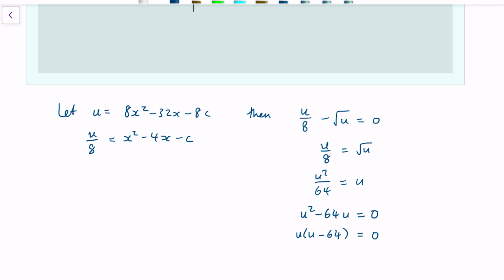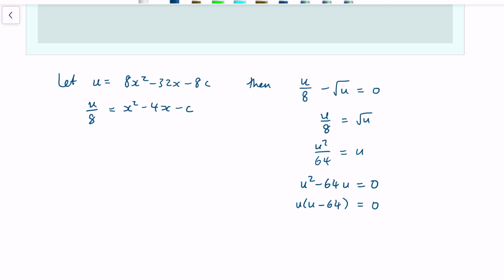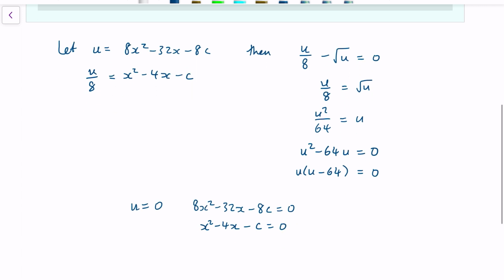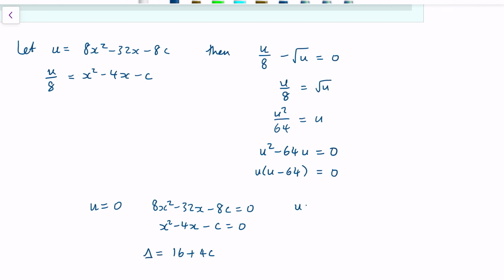So we've got either u is equal to 0, which is solving this problem. We can divide the whole thing through by 8, of course, and apply the discriminant on that, and then think about the sign of the discriminant. Or we've got the other possibility for u: u is 64.